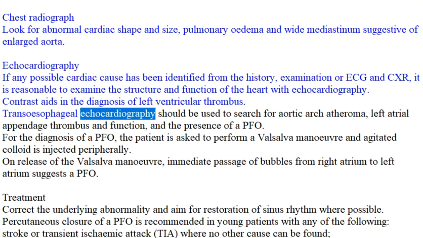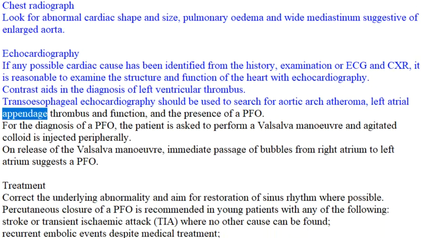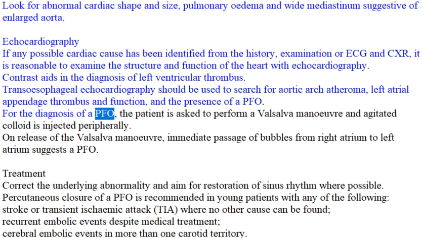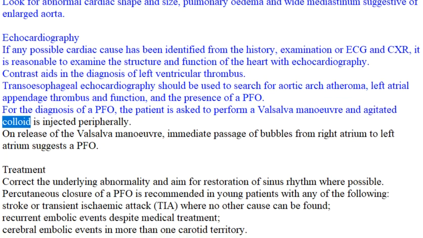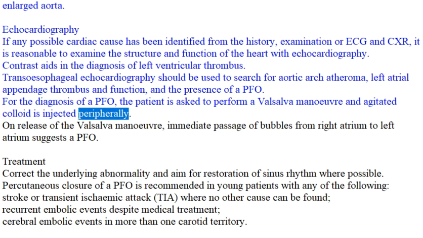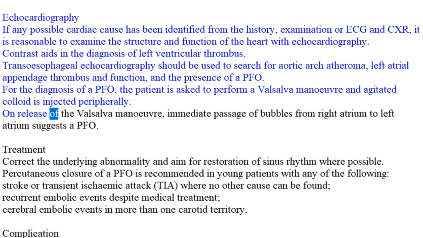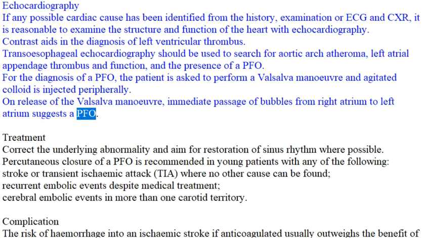Transesophageal echocardiography should be used to search for aortic arch atheroma, left atrial appendage thrombus and function, and the presence of a PFO. For the diagnosis of a PFO, the patient is asked to perform a Valsalva maneuver and agitated colloid is injected peripherally. On release of the Valsalva maneuver, immediate passage of bubbles from right atrium to left atrium suggests a PFO.